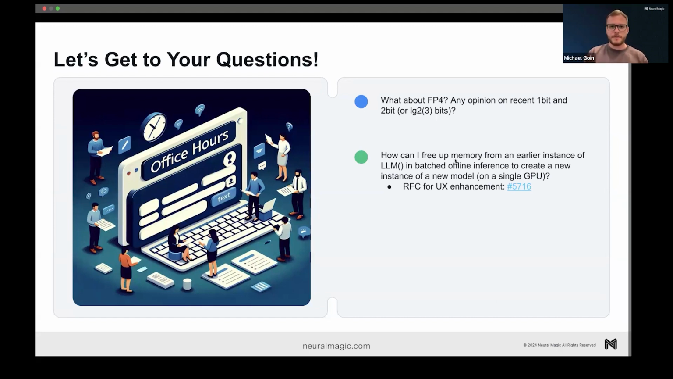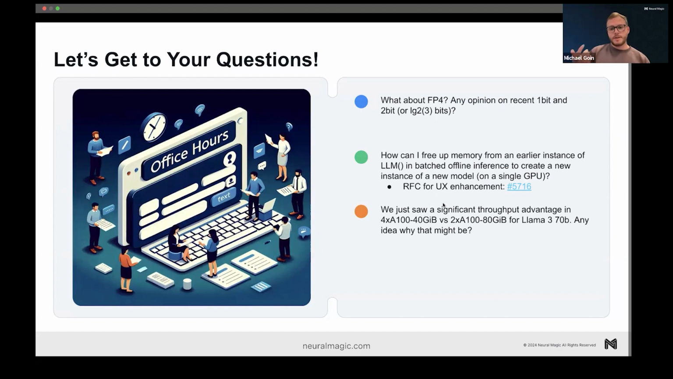We do have an RFC for making a scoped LLM class, so that you can allocate a new LLM within a with statement in Python, and once you get out of that, it will free up. We use this a lot in our testing, since obviously we're testing a lot of models in PyTest. There's a lot of places you can look in our code for how we clean this up, but generally you want to delete and do any garbage collection for the LLM before you move on to the next one.